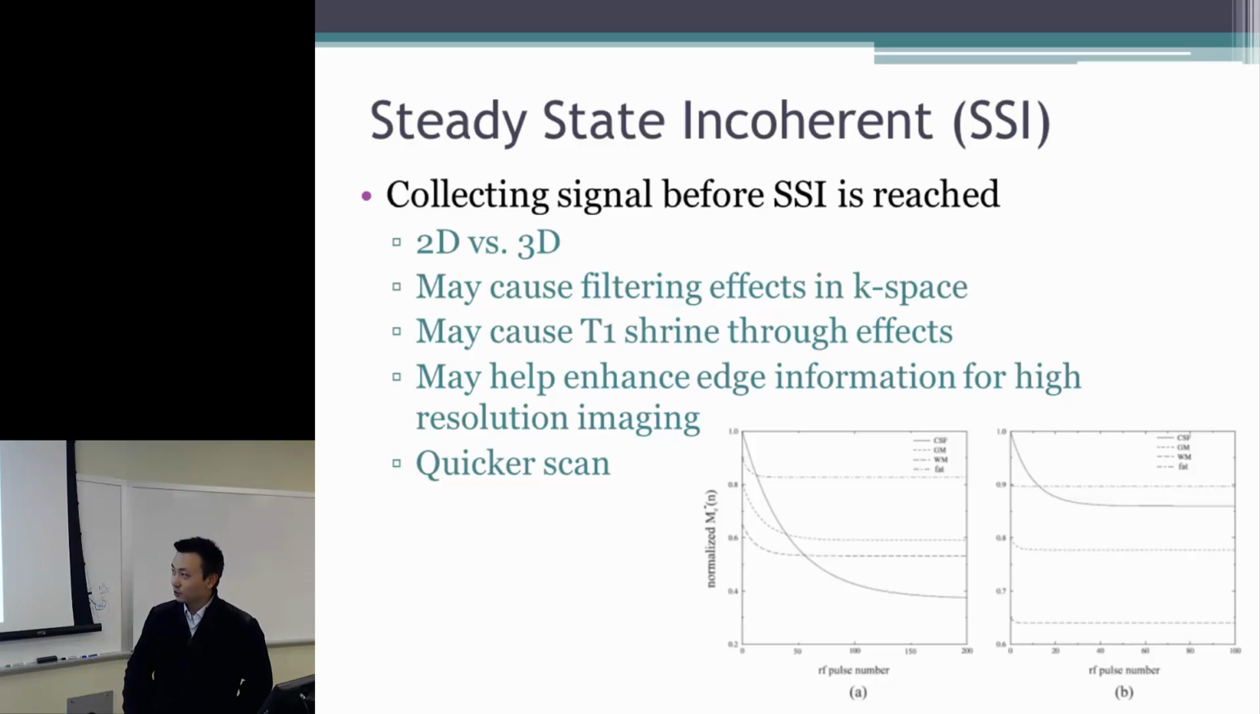So practically, people usually do not acquire this part of the signal for 2D imaging. And also, of course, we can get a quicker scan. We don't have to wait another 2 or 4 seconds before collecting. So if we are collecting like 20 slices, this delay would cost us a couple of minutes. So this would also make a very significant difference.